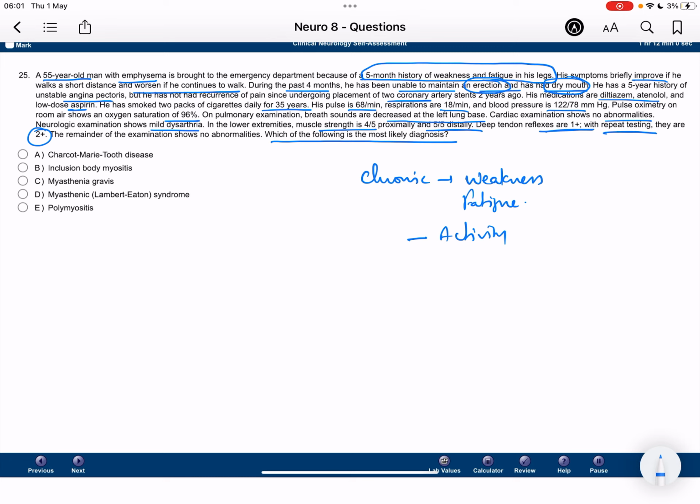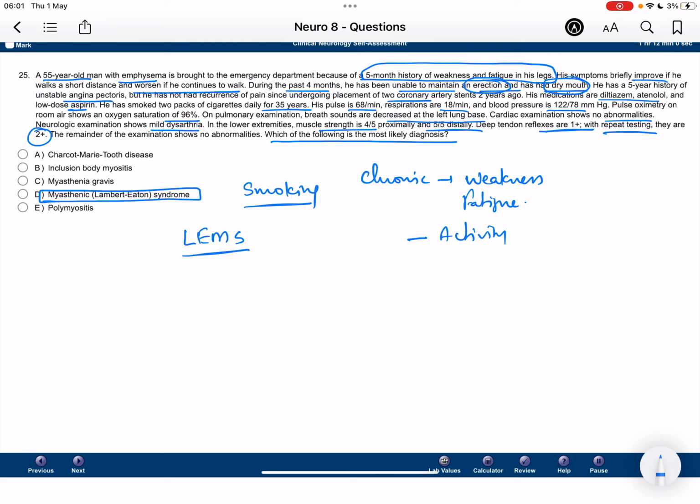But given that this patient has a history of smoking, with a history of lung problems, with a history of autonomic disorders, with improving symptoms on repeated testing, I would like to think of Lambert-Eaton myasthenic syndrome as one of the most important diagnoses. Remember, whenever there is a history of autonomic dysfunction with reduced reflexes, with improving reflexes on repeated testing, you will have to think of Lambert-Eaton myasthenic syndrome.